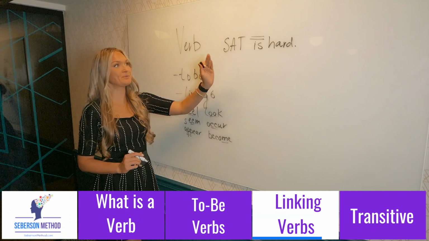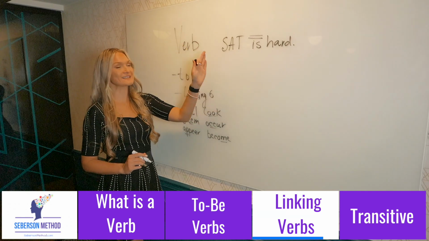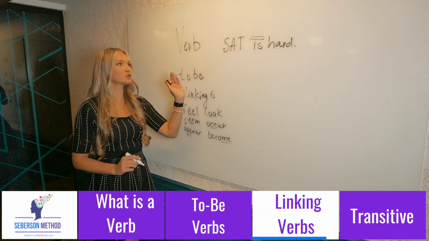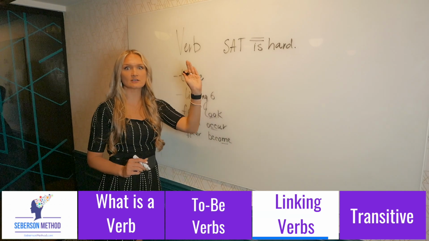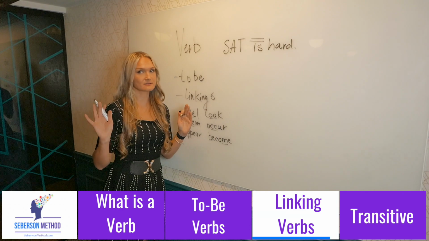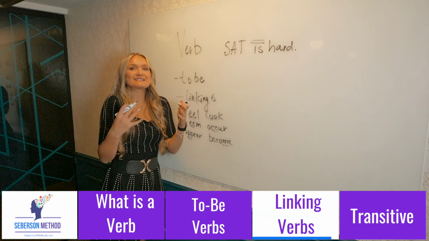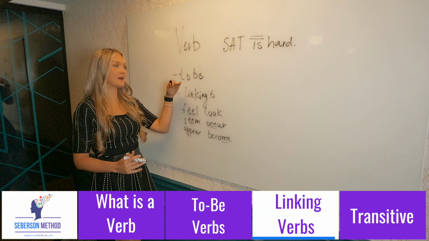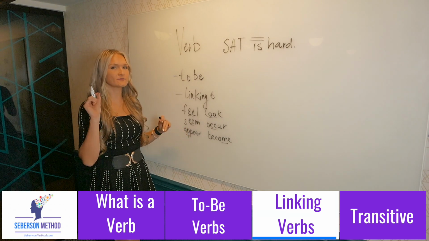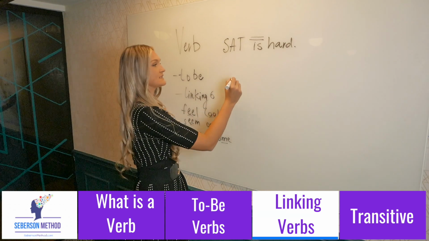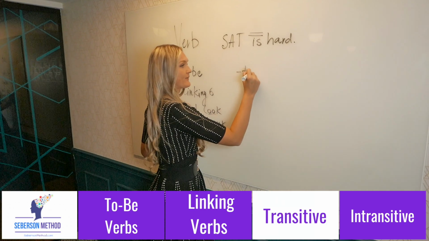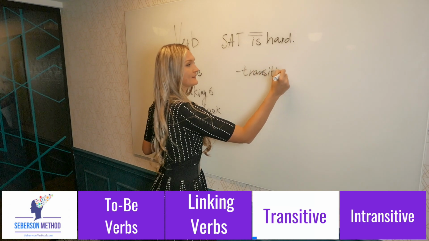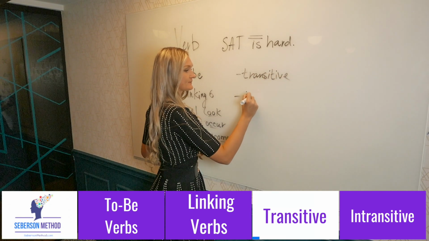Here's how we can do this. SAT appears hard, or SAT seems hard. SAT occurs hard, or SAT looks hard. Let's say you're looking at the test and you're like, it looks hard. But you are communicating the exact same thing. So far so good. Your verb could be either a to-be verb or a linking verb. You have 2 more types of verbs. One is called transitive, and another one is called intransitive.